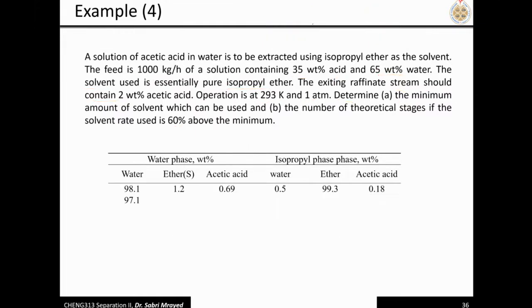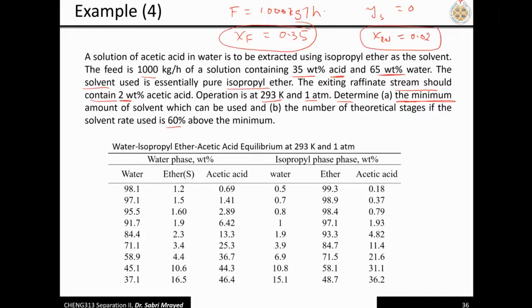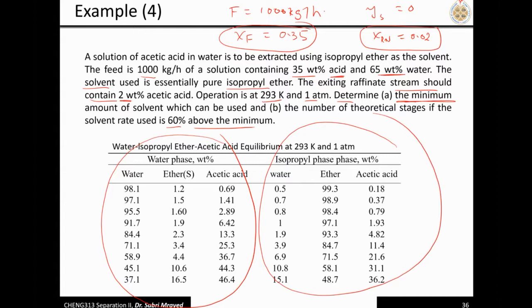Now we want to see how we're going to determine the minimum amount of solvent. But these are specified now: X feed, XRN is specified. I need to determine the number of stages, so I have to know the solvent rate. Now he is giving me the solvent rate in terms of the minimum solvent required, and therefore we have to determine the minimum solvent requirement. Now, as you see here, this is the water phase, and this is the isopropyl phase, which is going to be used to extract the acetic acid from water.